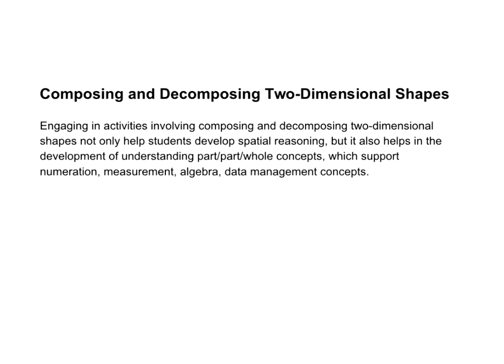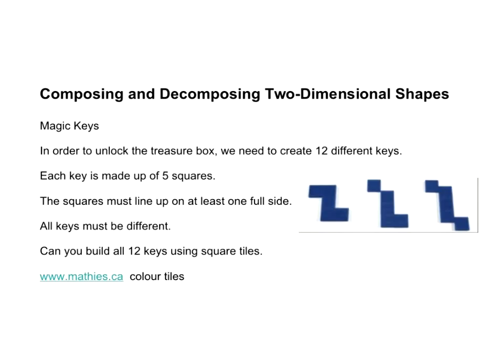All right. Composing 2D shapes. One of our favorite ones was a story where we told different versions of a magic key story. And I did this in classrooms from FDK to grade four. And different versions that ended with, we had to create 12 different keys. Each key is made up of 5 squares. And the squares had to line up on one full side. And all the keys must be different. And can you build all 12 keys using the square tiles?